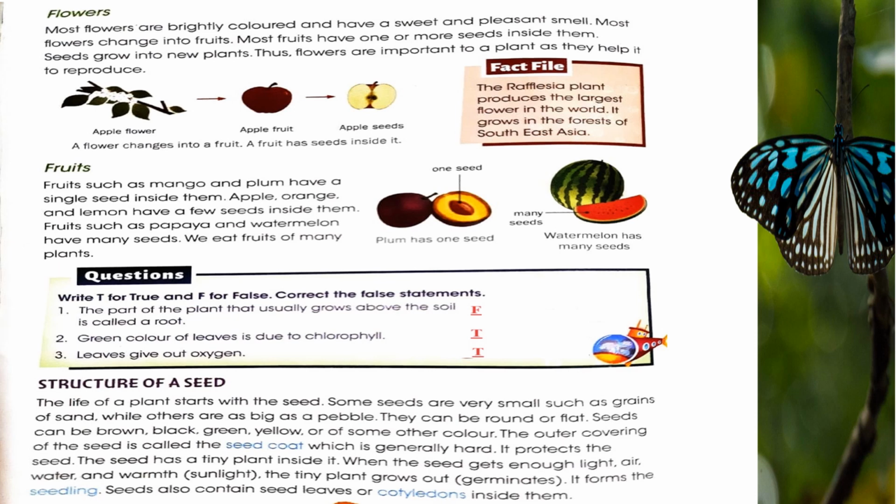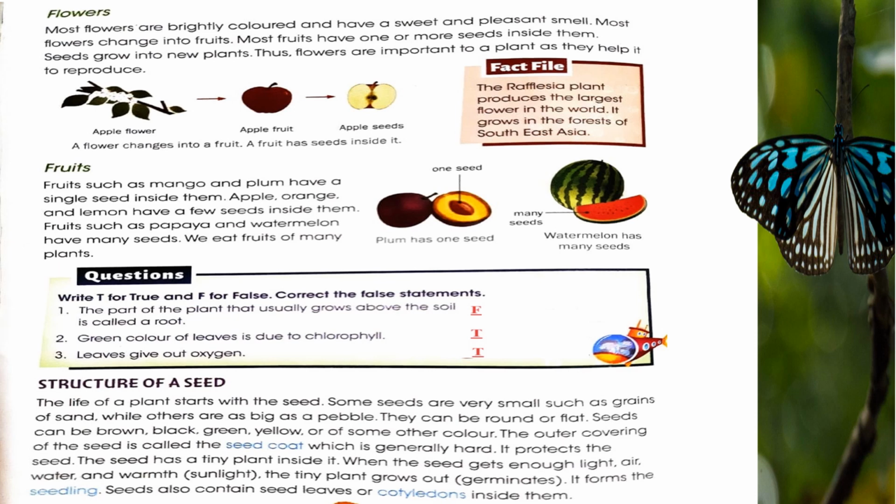Let's do some question answers. Write T for true and F for false. First, the part of the plant that usually grows above the soil is called a root. It's false. The part of the plant that usually grows above the soil is not called a root. Second, green color of leaves is due to chlorophyll. It's true. Third, leaves give out oxygen. This is true.